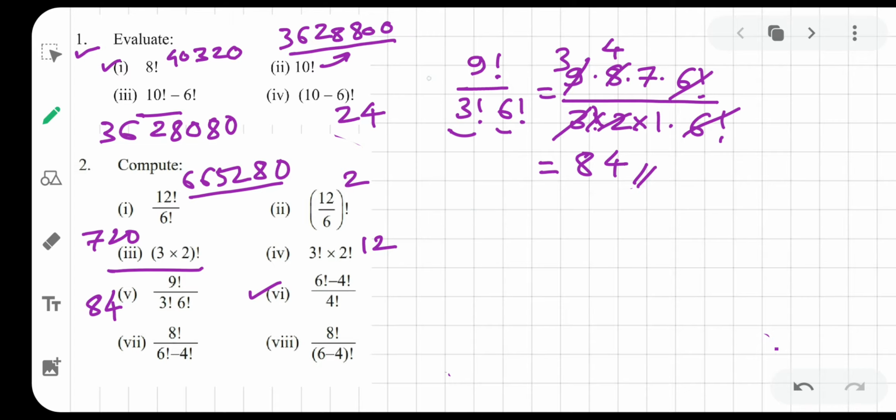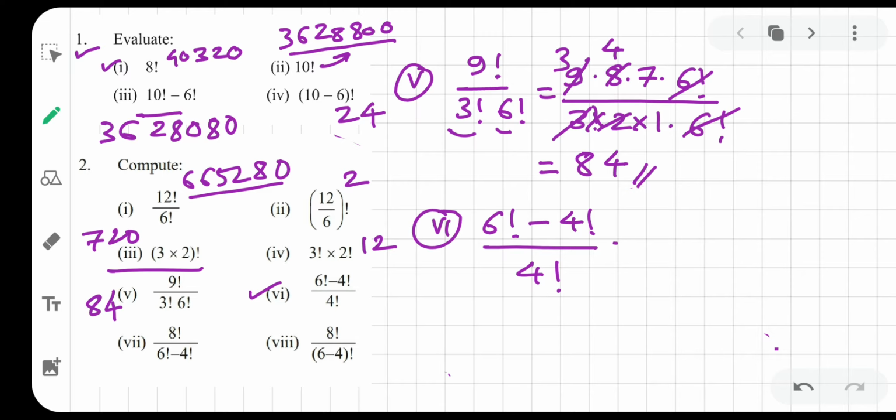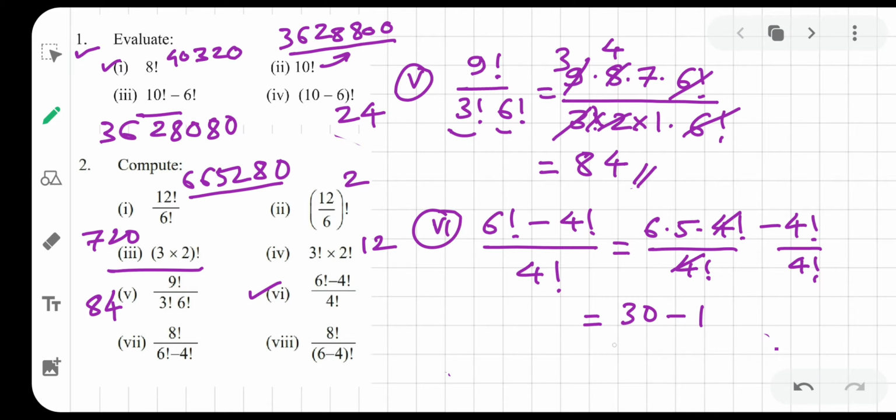Okay, so this was the fifth question which we solved. Now let's solve the sixth one. So we want to solve 6 factorial minus 4 factorial upon 4 factorial. So this is 6 into 5 into 4 factorial minus 4 factorial divided by 4 factorial. So I can divide 4 factorial in both the cases, and now that is equal to 6 5s are 30 minus 1, so 29. Okay, so the answer for this sixth question is 29.